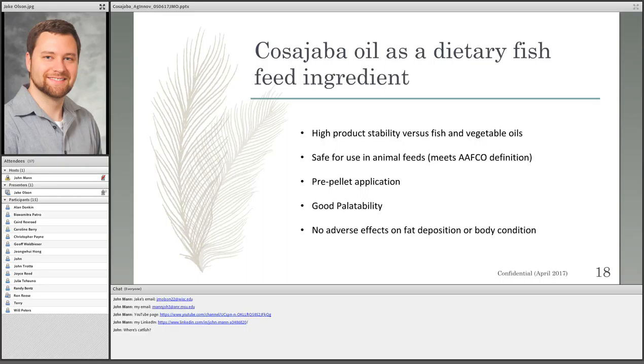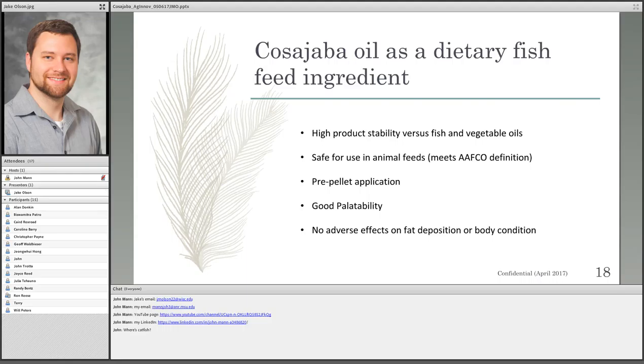Some of the benefits of Cosajaba oil as specifically a dietary feed ingredient. We've done several oxidation studies on the oil that show it has very high oxidative stability versus other commonly used vegetable oils. It importantly meets several AAFCO definitions, which are important regulatory marks to meet if you're going to try to incorporate an animal byproduct ingredient into animal feeds.